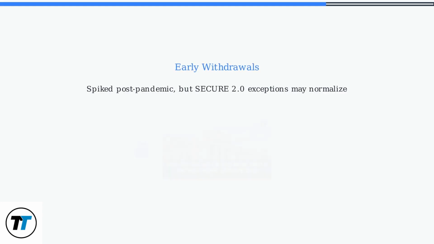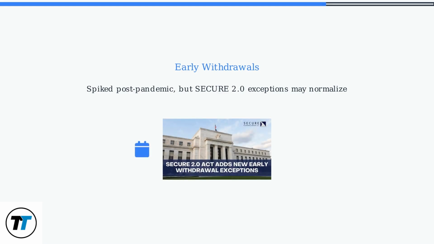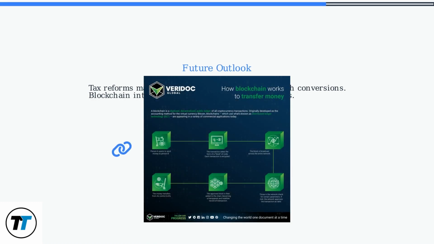Early withdrawals surged 25% for emergencies, but Secure 2.0's expanded exceptions, like penalty-free withdrawals for birth or adoption, could make this more common. Future tax reforms could further reduce penalties or incentivize Roth conversions during rollovers. Schwab plans blockchain integration by 2027 for faster, secure transfers.